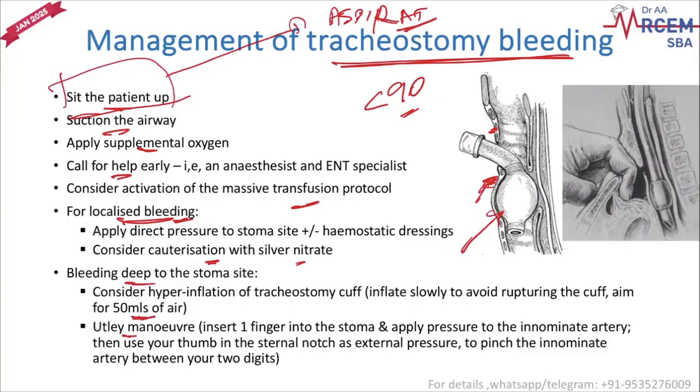Utlis maneuver. What is Utlis maneuver? You're putting your finger here through the tracheostomy and your thumb over the sternum and applying pressure so that the innominate artery gets compressed and the bleeding stops. This is for the deep bleeding.